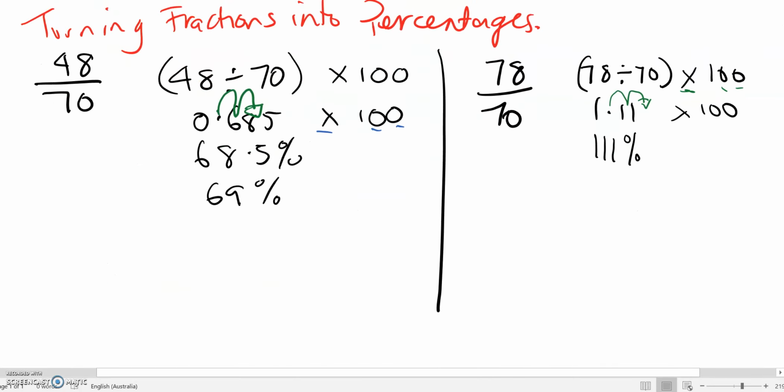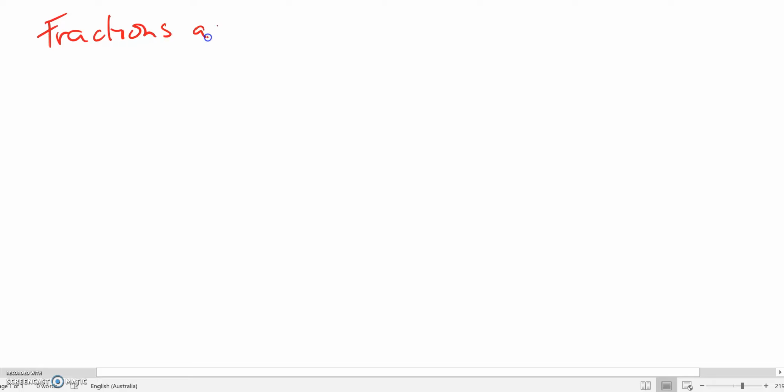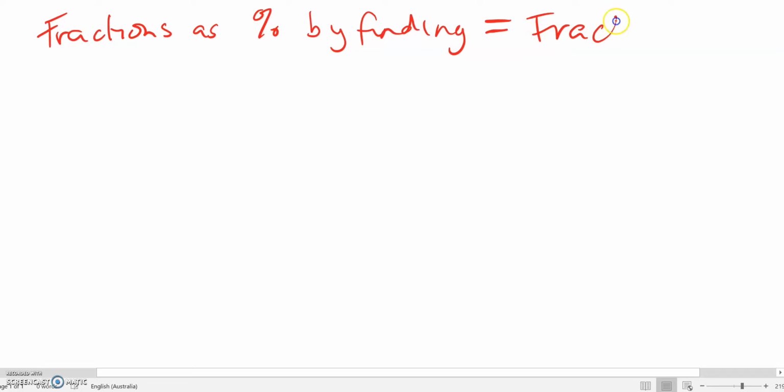Okay, so there's that. The next section I want to look at is fractions as percentages by finding their equivalent fractions. Okay, so I'll just get a bit of a heading going on that. Fractions as percentages by first finding equivalent fractions. Okay, fractions as percentages by finding the equivalent fraction to start with.